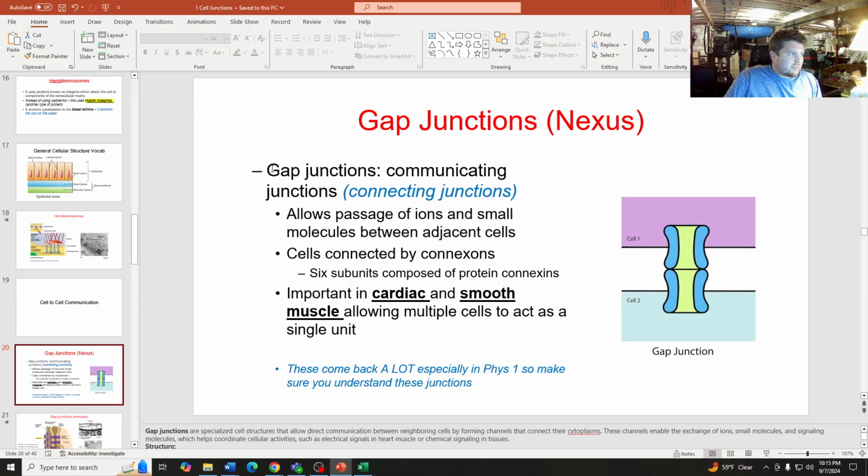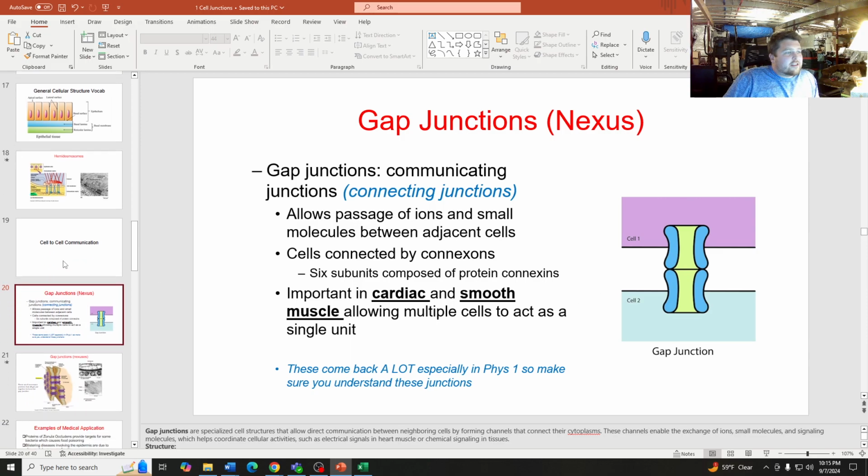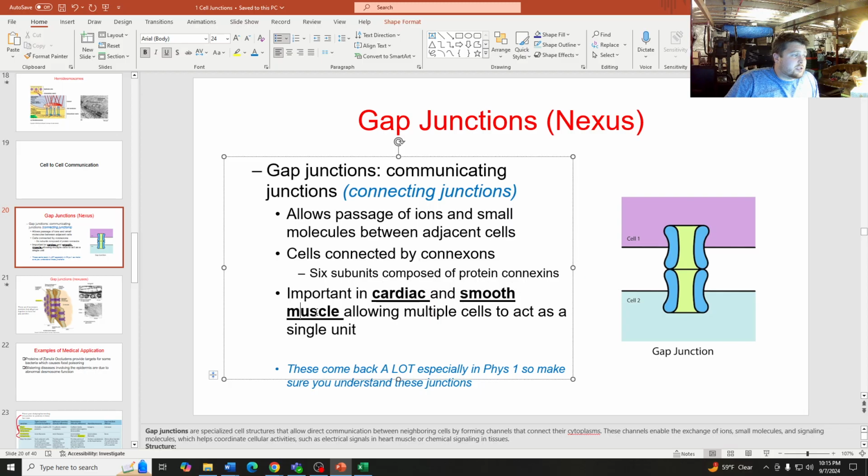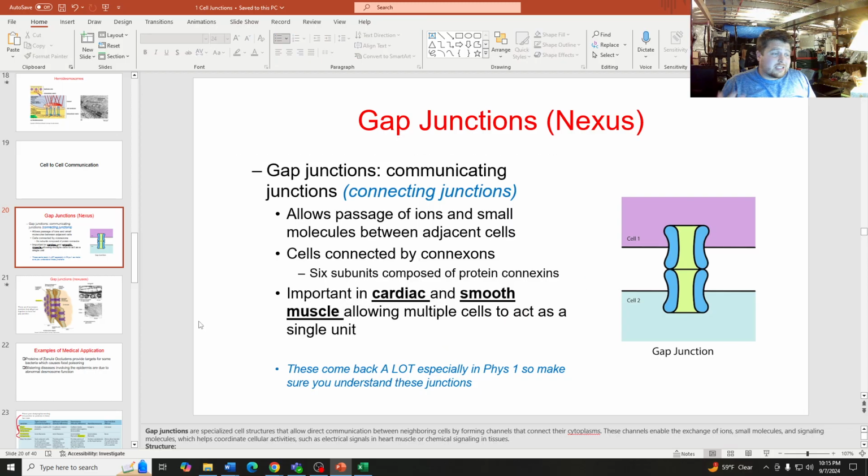So, gap junctions are also known as communicating junctions or connecting junctions. Think of it like proteins that make up a tunnel to let stuff pass through. Important in cardiac and smooth muscle, allowing these cells to signal each other, to talk to each other, and to quickly pass on a signal or information to one another so that they all stay on the same page and are all acting consistently.